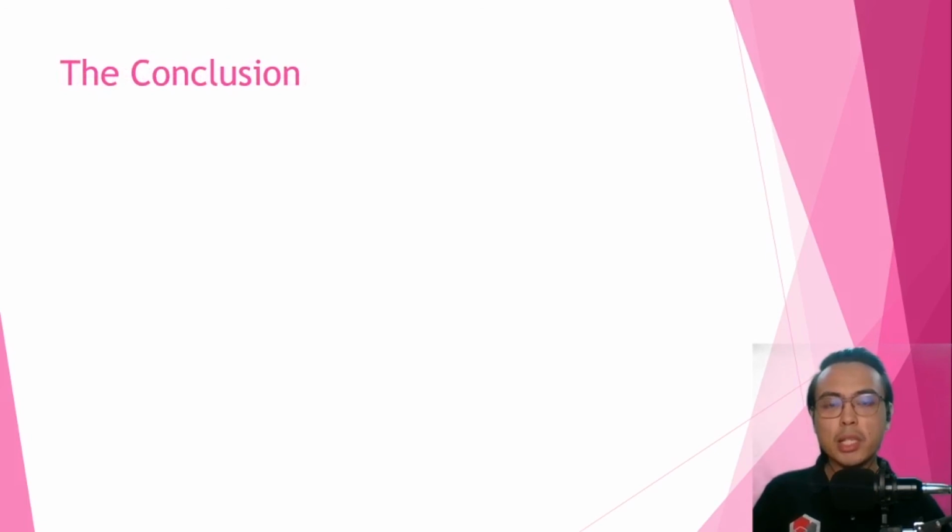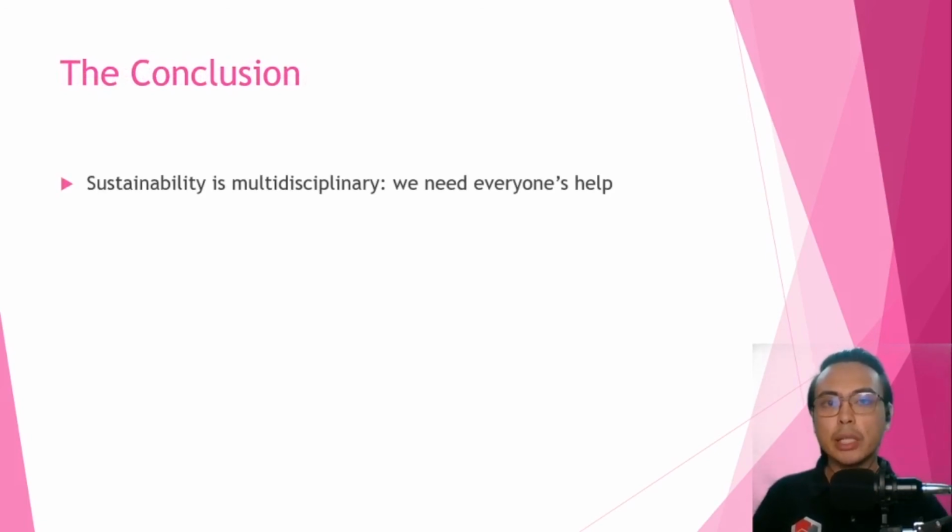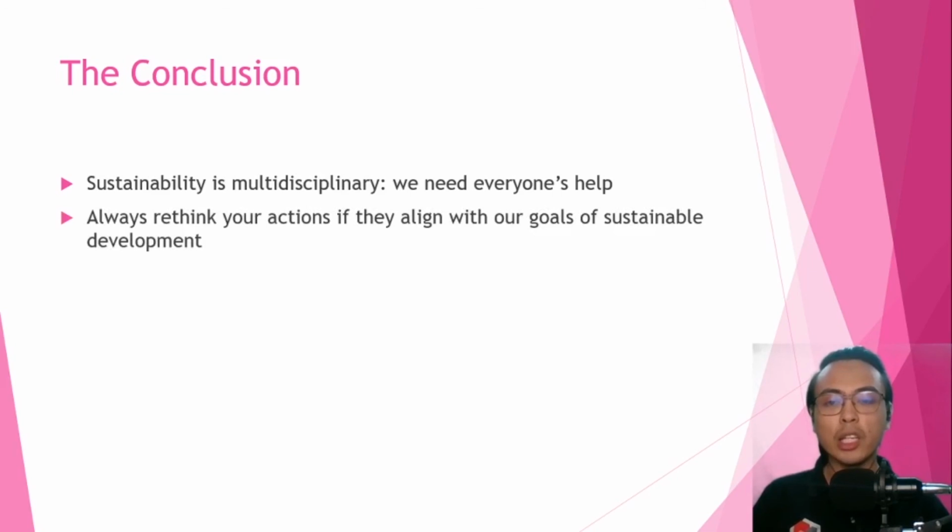So with all of that being said, we conclude that sustainability is multidisciplinary. We need everyone's help and we need everyone's cooperation in order to live in a truly sustainable world. Of course, we chemical engineers are vital in the fight towards sustainability, but we cannot do everything. We must also rely on the expertise of other people in order for our world to be sustainable. And the takeaway is always: rethink your actions, if they align with our goals of sustainable development. I believe that with all of our little inputs, we can help towards our goal of maintaining a sustainable environment.